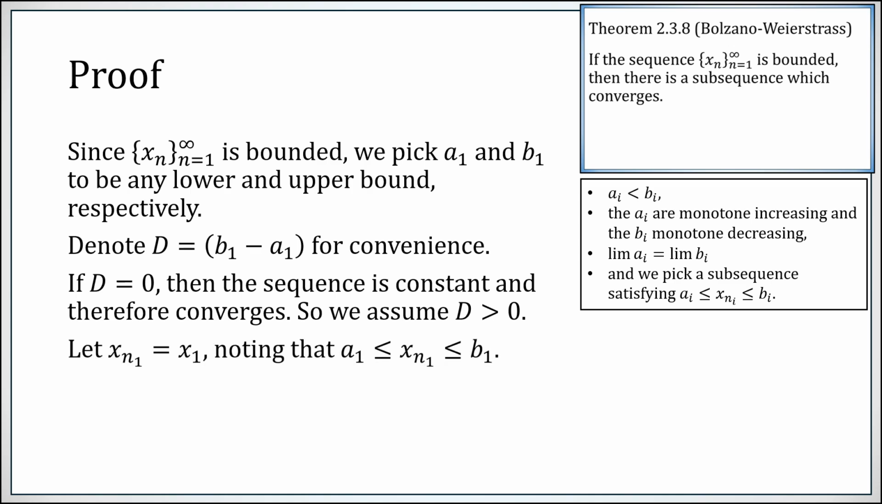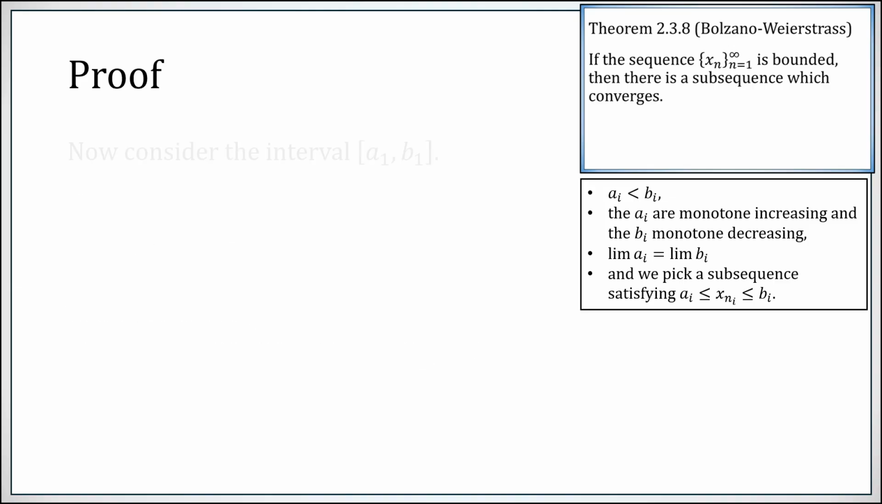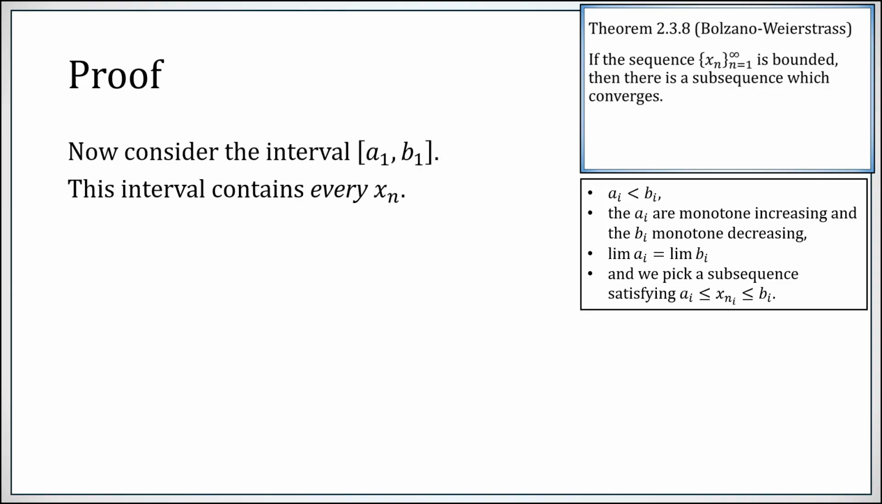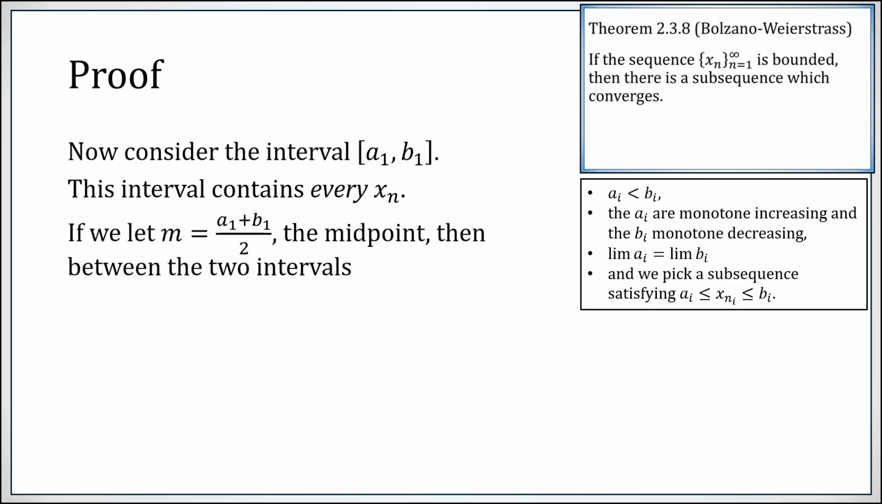Then I'm just going to start an inductive procedure, and I have to start it somehow. Pick the first term of your subsequence by just picking the first term of the sequence. And observe, because a_1 and b_1 were our lower and upper bounds of the sequence, we definitely get this inequality that we wanted. So now look at the interval from a_1 to b_1. This contains every term of the sequence because we picked a lower and upper bound. Pick m to be the midpoint.